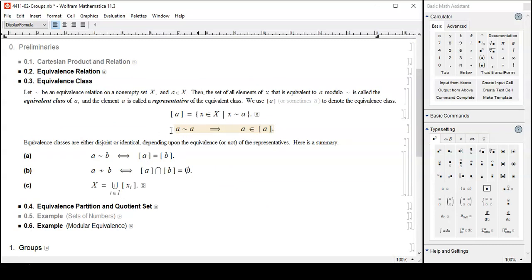By the reflexivity, A is related to A, therefore it satisfies this condition. Consequently, A belongs to the equivalence class of A. And this holds for all elements of X, so we can rewrite it like this: for all elements, A is related to its own class. You can use other characters too if you want to. Doesn't matter.